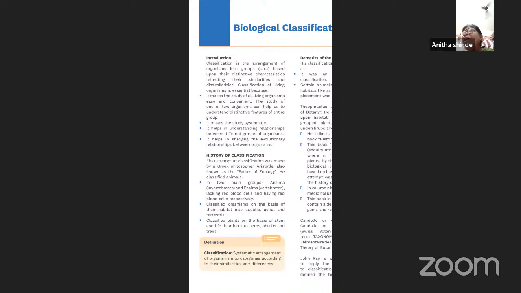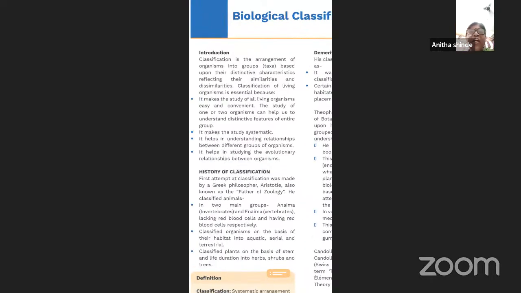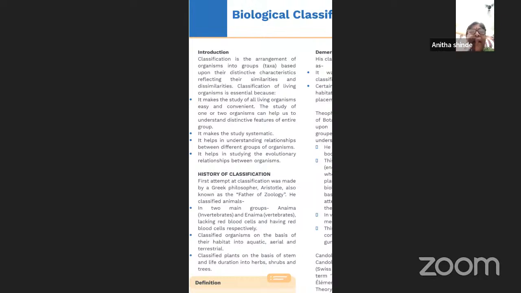So today we are able to easily identify which animal belongs to which category, or which plant belongs to which phylum, class, and all those things. They have simplified the classification in a very significant manner. The classification of these living organisms is essential because there are several aspects.